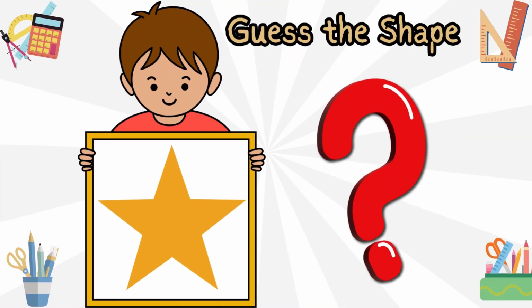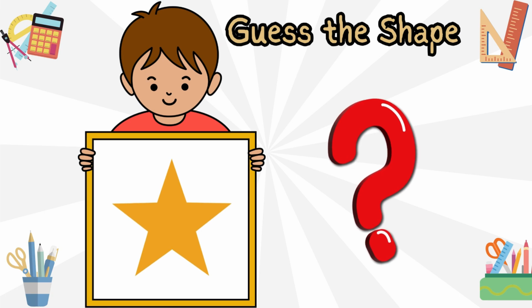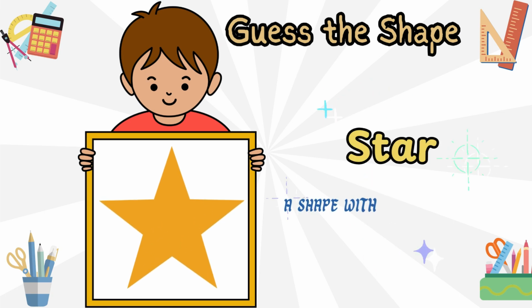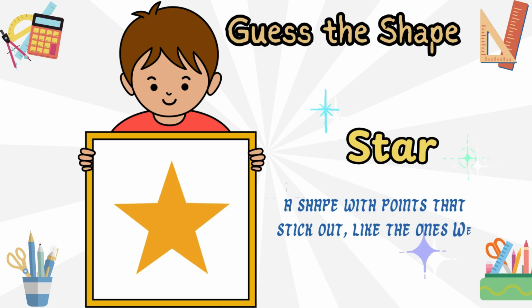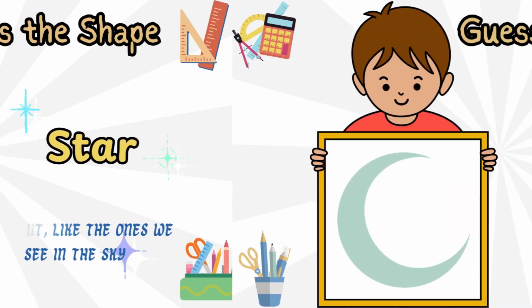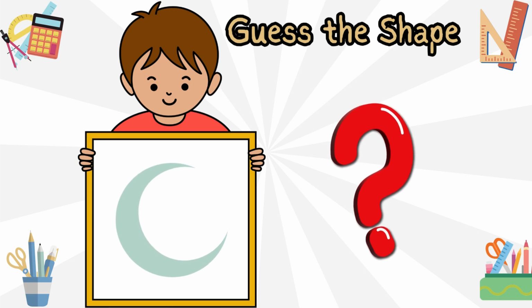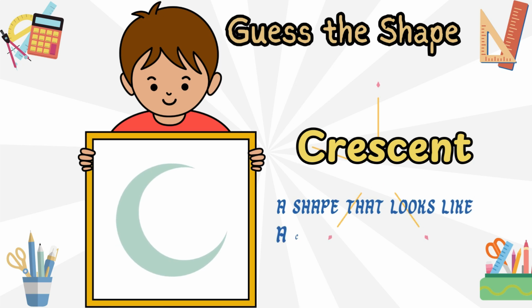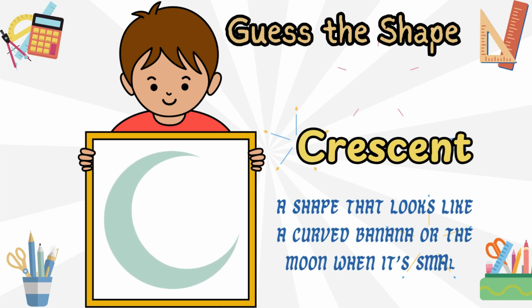Now try this. Star. A shape with points that stick out, like the ones we see in the sky. Give a try for this. Crescent. A shape that looks like a curved banana or the moon when it's small.